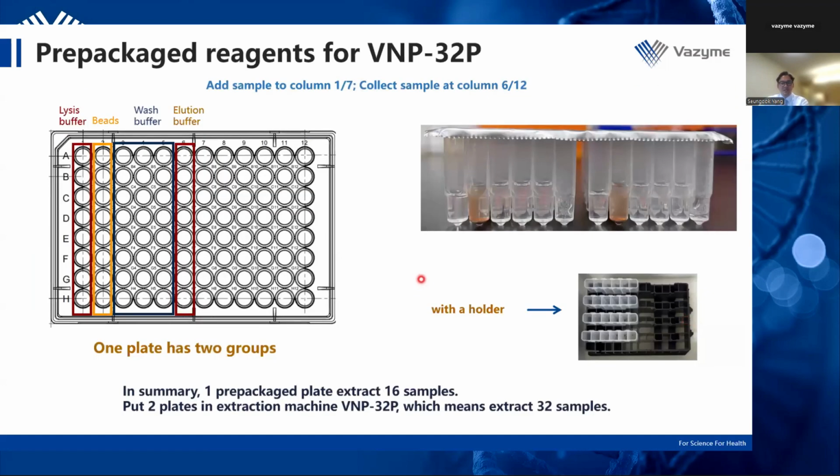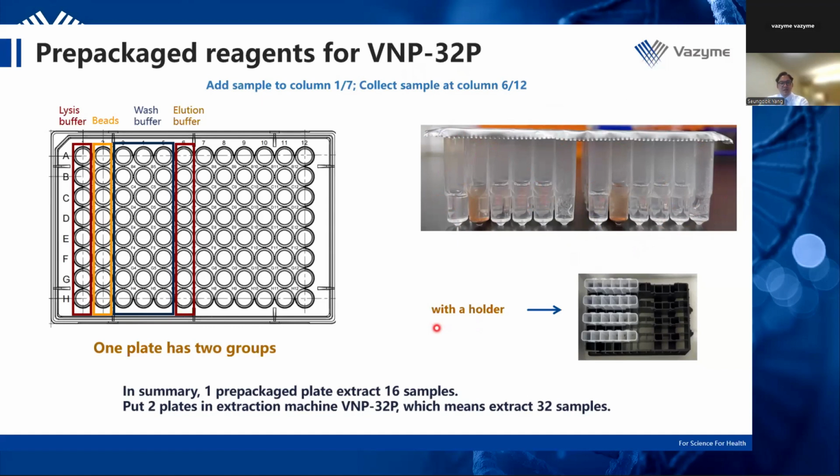So each plate, this is one plate, is splitting into 2 groups in VMP32. So one group and the second group. And each group can handle 8 samples. So one plate can extract a total of 16 samples. And so the process is easy.